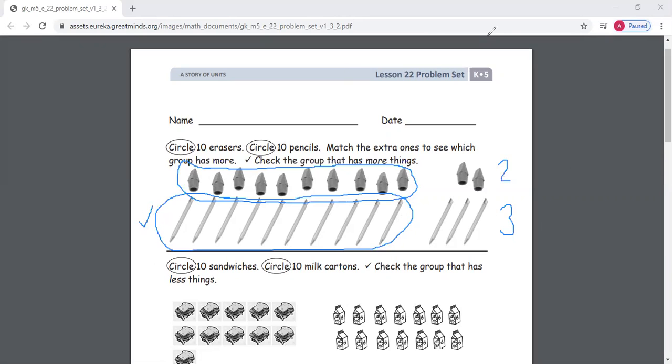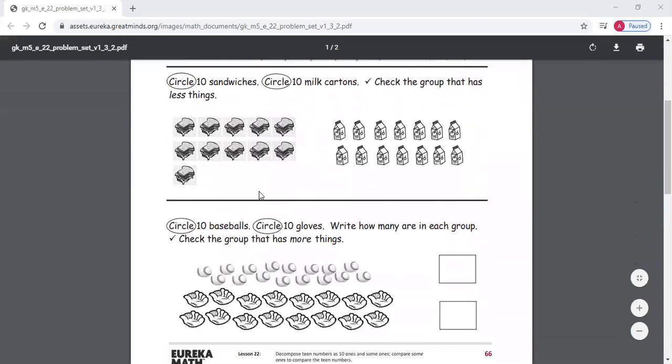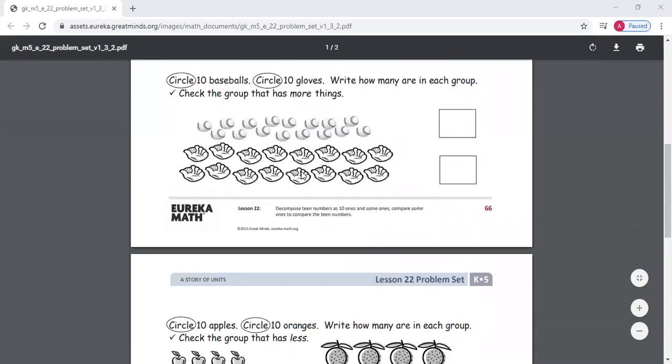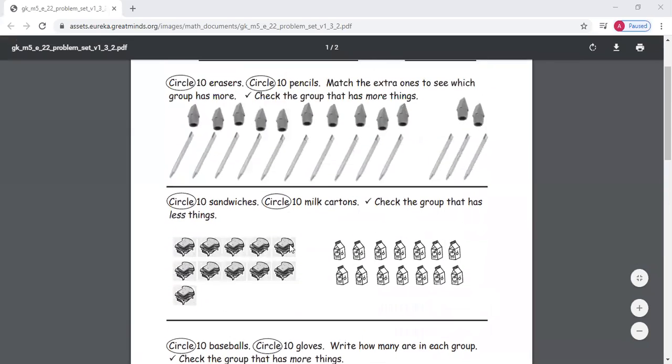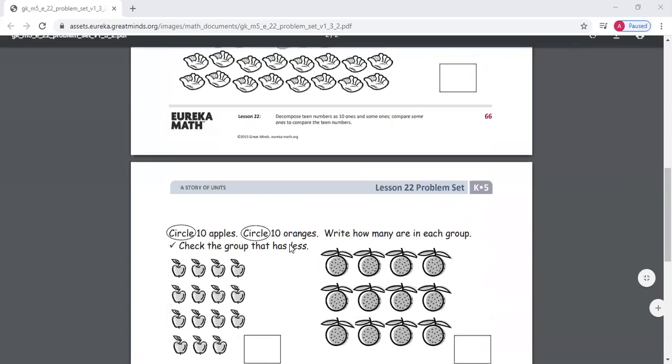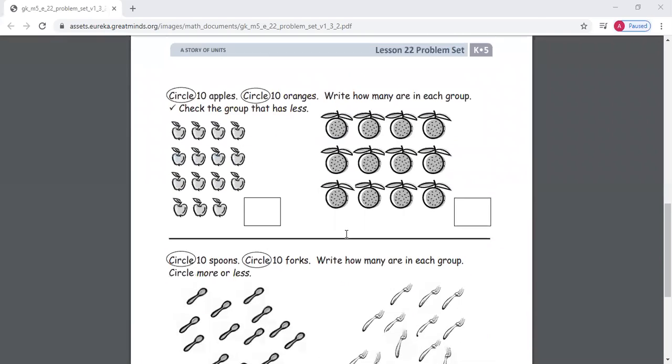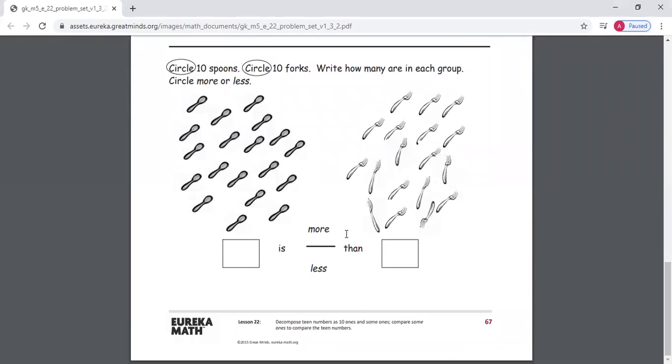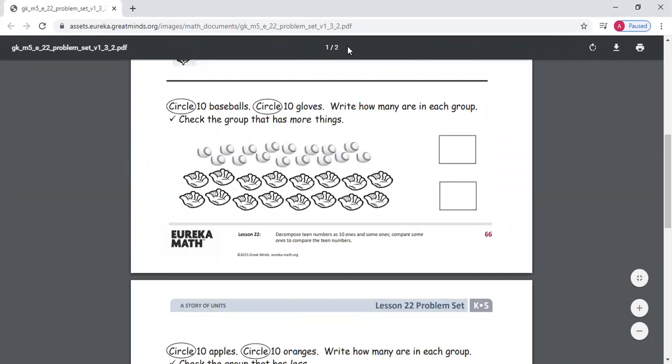Remember, let's scroll down through. You'll complete the sandwiches and the milk, the shells. You only have to complete this first page. But if you can complete the second page, that will be extra practice. Go ahead, complete this and upload this to your portfolio page, and I will see everyone for our lesson tomorrow.